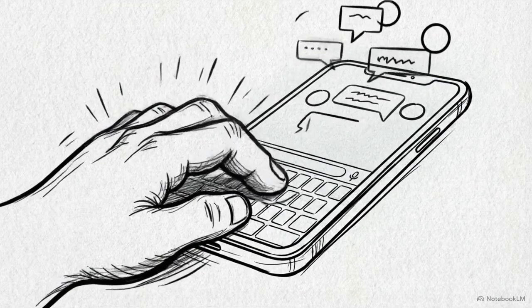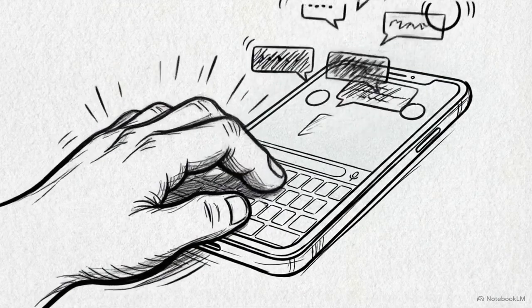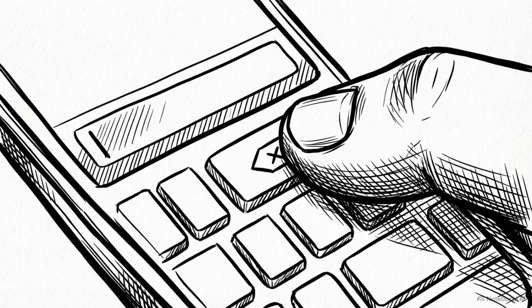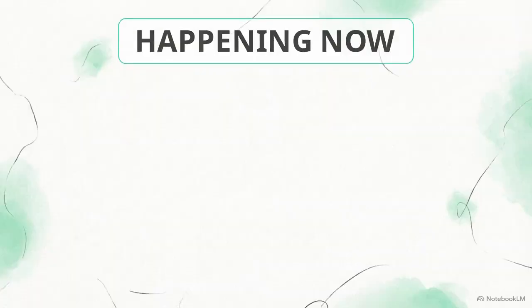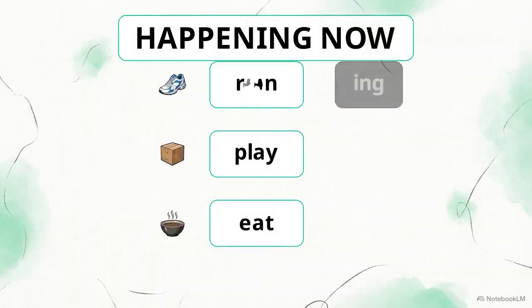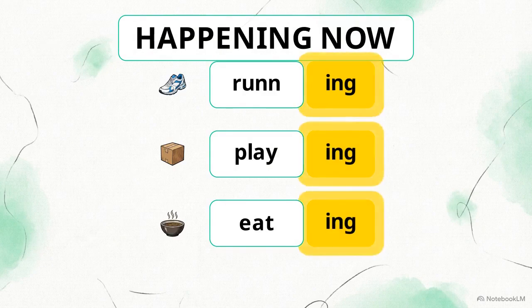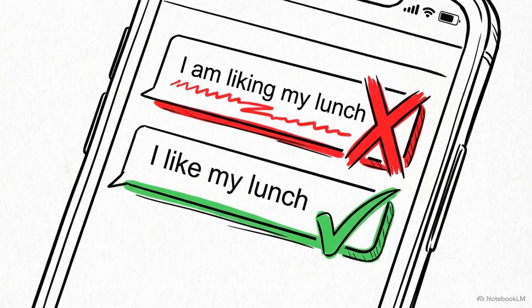You're staring at your phone, typing a message to a native English speaker. You want to sound natural, but you hit a mental wall, second-guessing your grammar right before you press send. A common trap is assuming that because an event is happening right now, you need to add an -ing to the end of every verb. That leads to awkward phrasing, like "I am liking my lunch," instead of the natural "I like my lunch."